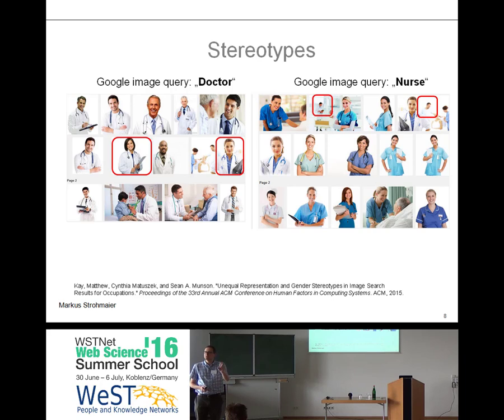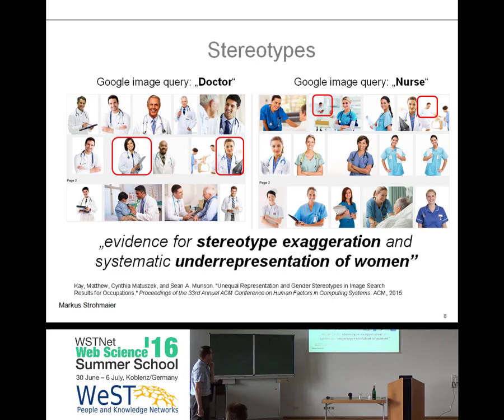That doesn't seem to be the idea of equal access to opportunity, knowledge, and information, right? Not quite what we dreamed of when we thought of this maybe utopian idea of the web. What they found in this paper was evidence for stereotype exaggeration and systematic underrepresentation.